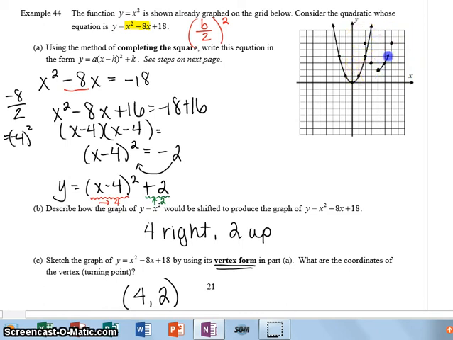Okay, so here is my new shift. Oops, that one's a little crooked. Let me redo that. Still don't like it. There we go. It's a little bit better. So this is y equals (x minus 4) quantity squared plus 2.